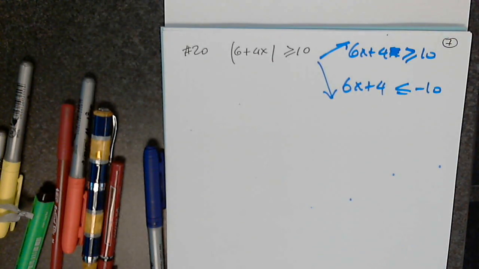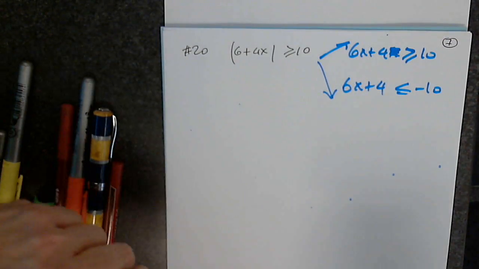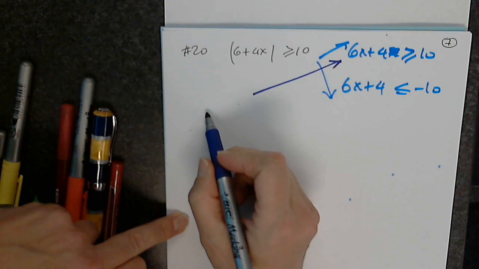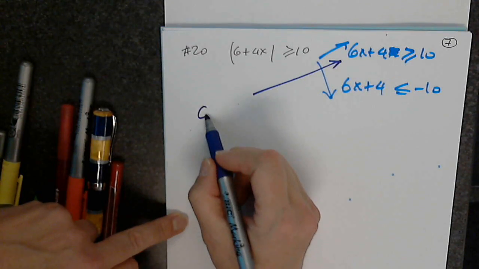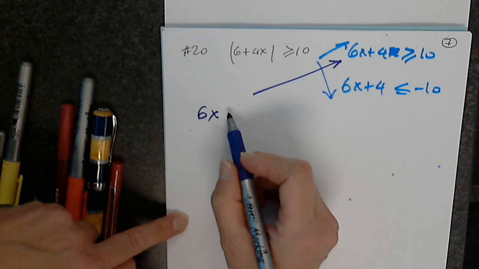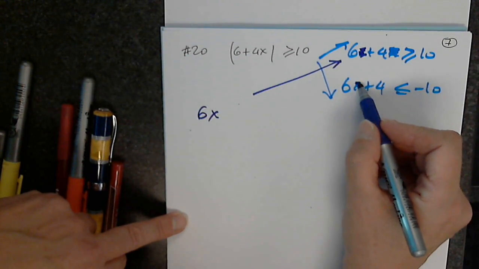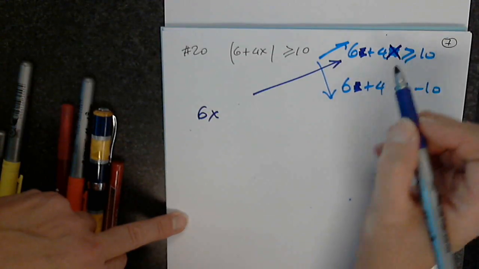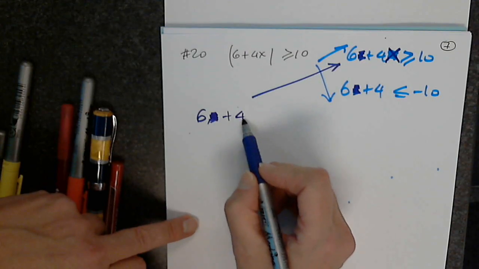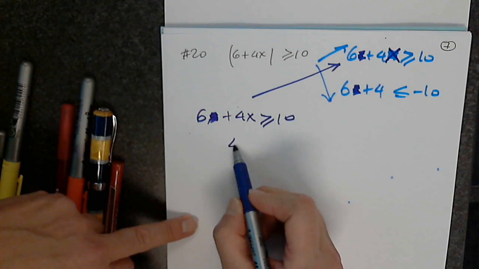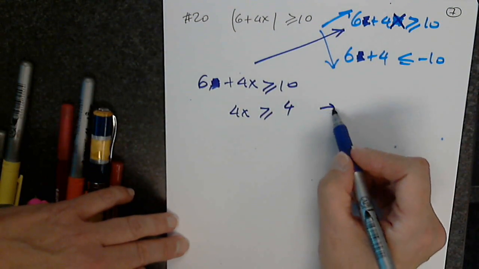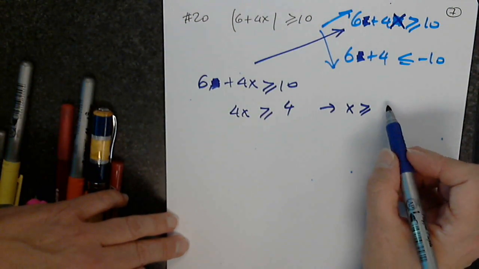Can anyone dictate the first one? You have 6x, 4x. Yeah, it's supposed to be 6 plus 4x, not 6x. Oh, I'm so sorry. Sorry about that. So 6 plus 4x greater than or equal to 10. This is 4x greater than or equal to 4, perfect, which means x is greater than or equal to 1.